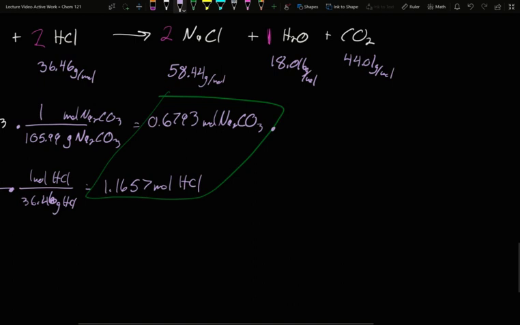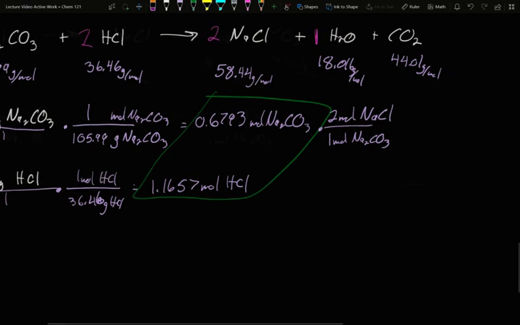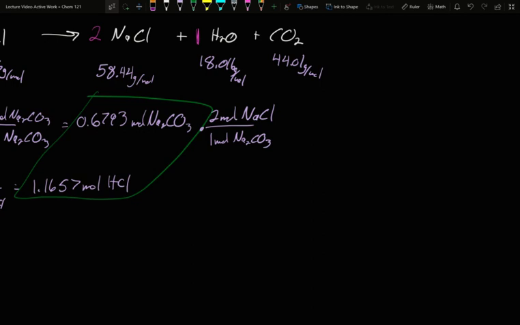So the next step would be to get out of mole of sodium carbonate and into moles of product, into moles of sodium chloride. Well, the balanced reaction told us that for every 1 mole of Na2CO3, it was 2 mole of NaCl. And we see that from the balancing we did. 1 sodium carbonate, 2 sodium chlorides. So we just take those prefixes out front and use them to say, well, for every one sodium carbonate, we'll produce 2 sodium chloride.